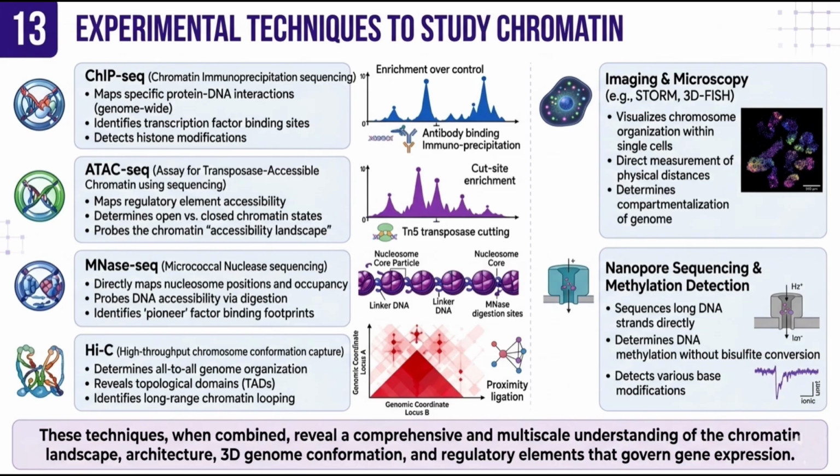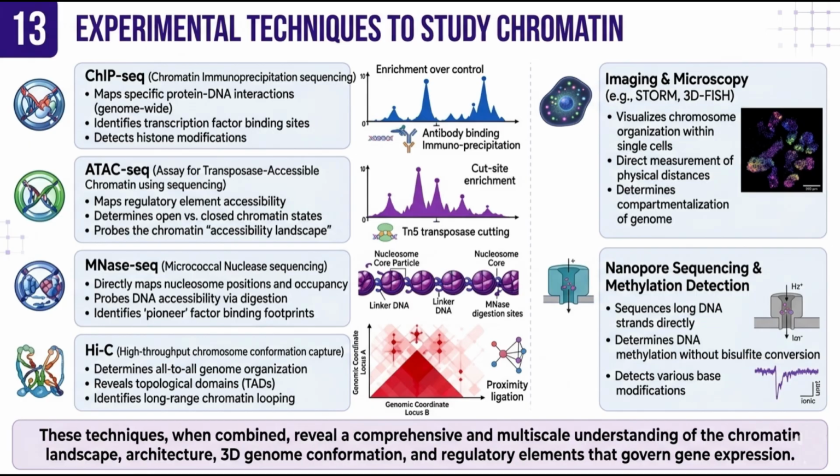Moving to the right side of the slide, we have imaging and microscopy techniques like STORM and 3D FISH. While sequencing gives us data, these tools allow us to actually see the chromatin. They provide high-resolution images of how chromosomes are spatially organized inside a single cell and help us measure the physical distances between different genomic regions.